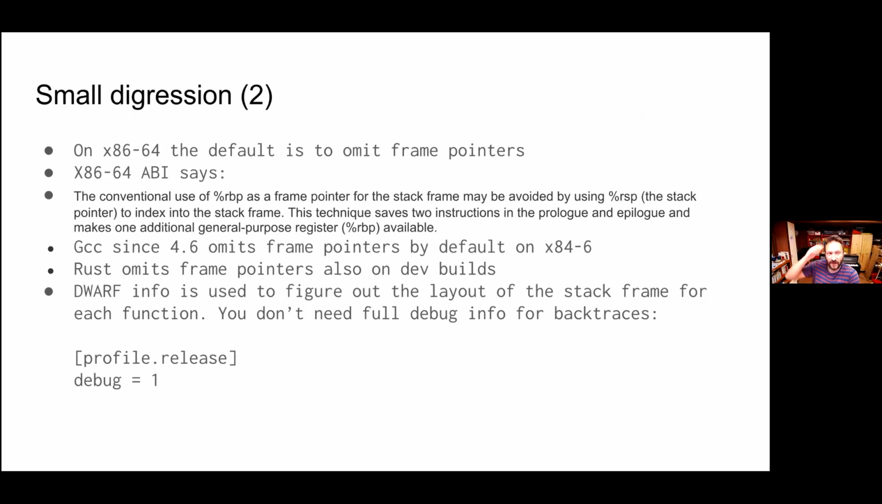But it turns out that on 64-bit Intel, they just decided that this is no longer a suggested approach. In fact, GCC omits them since version 4.6, and Rust seems to omit them also if you're building the binary in debug mode. So how does it work? How do you get stack traces? Because you do get stack traces when you have a panic or this kind of stuff.